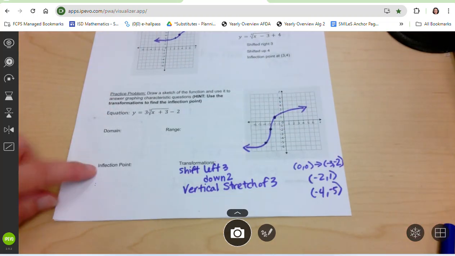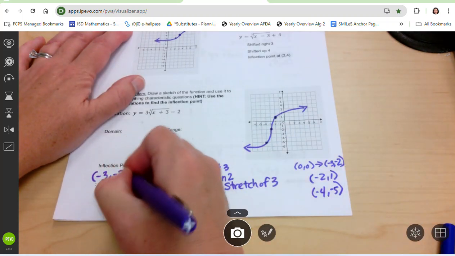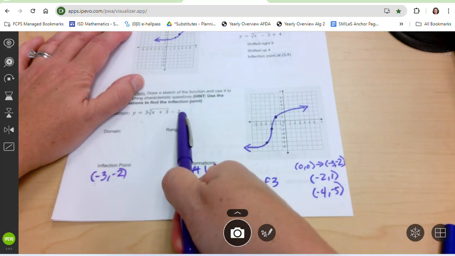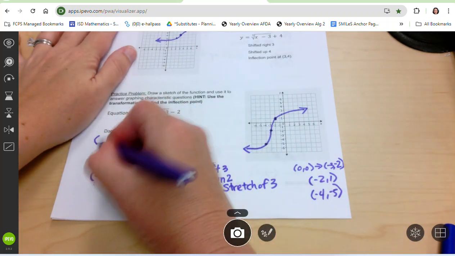All right, so over here it asks for the inflection point, and that one we said was -3, -2, because I went left 3 and down 2. And for the cube root function, domain and range is easy because you have those arrows that are pointing down and up and left and right. So they're both going to be negative infinity to what? To infinity.